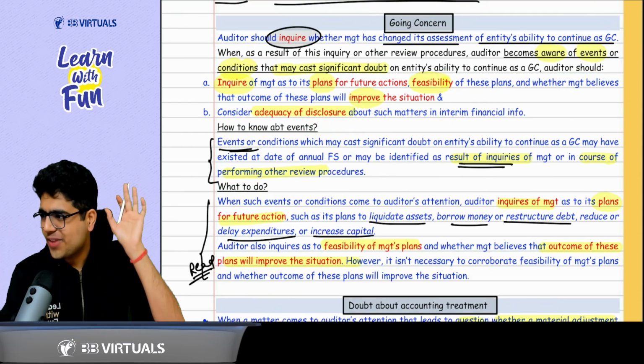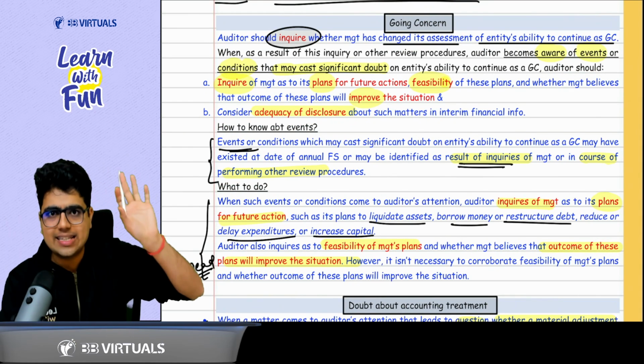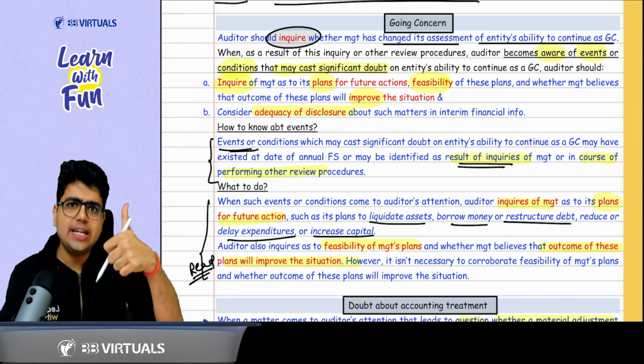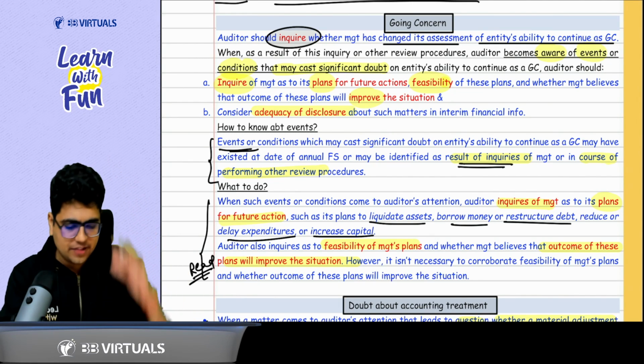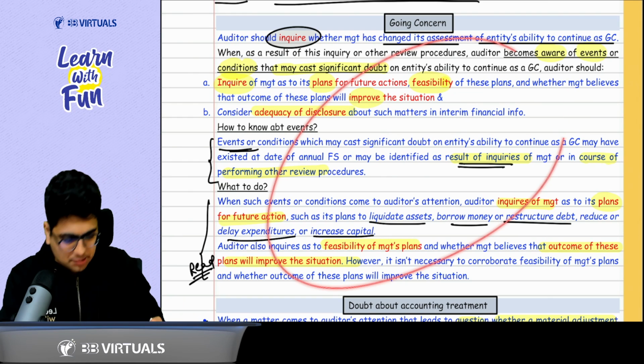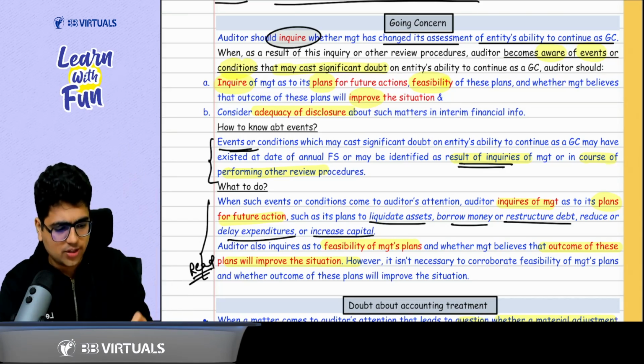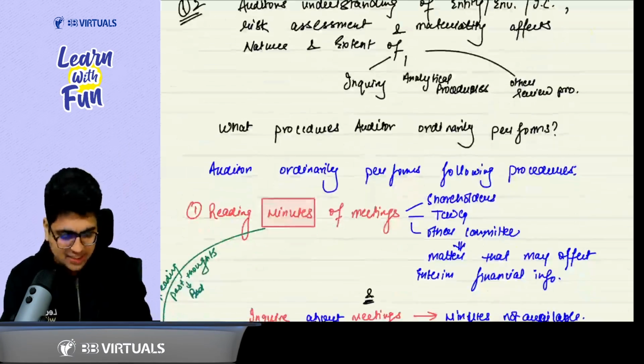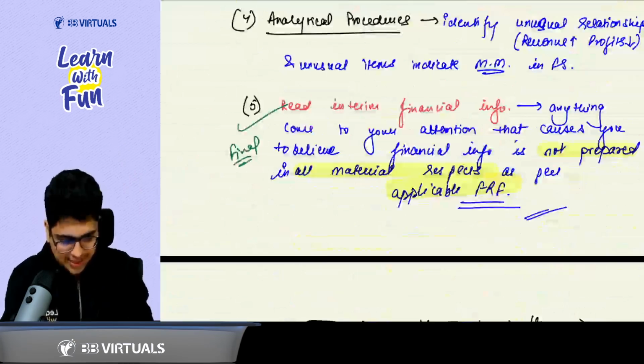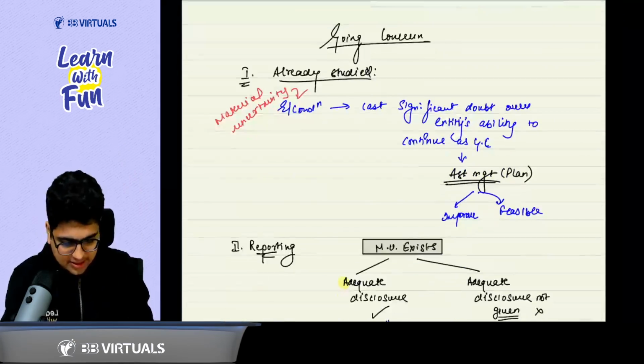We made a summary of going concern. Yes, sir. Was that the perfect summary? Yes, that was the perfect summary. That summary covers this part. Also, it covers the reporting part. Let's revise from that only. Chalo, sir. Let's revise from the going concern summary. Sir, what was the going concern summary?